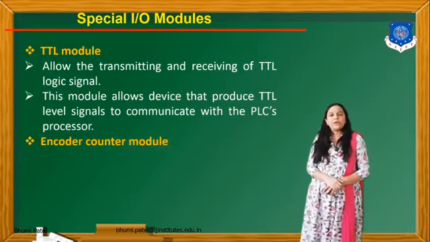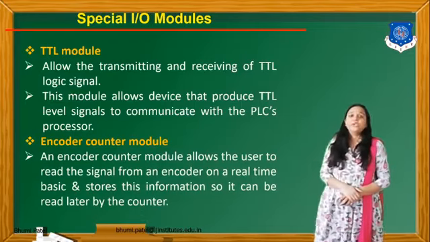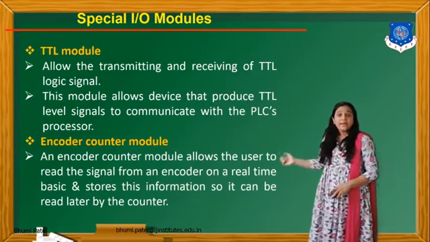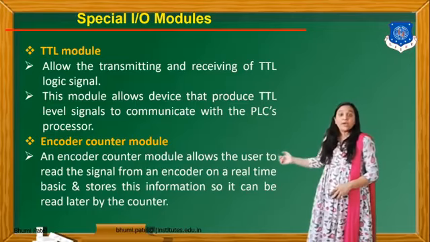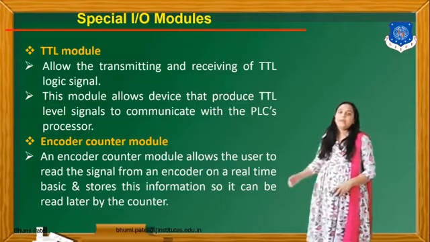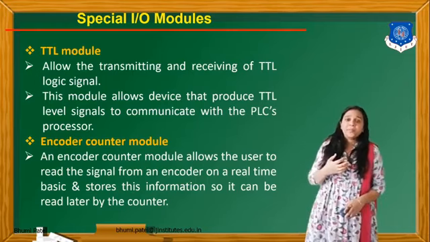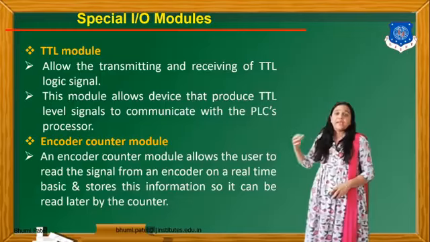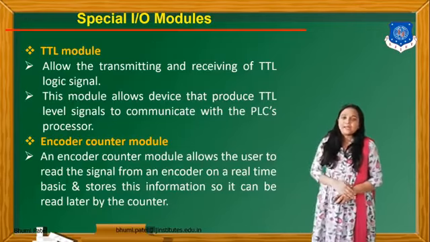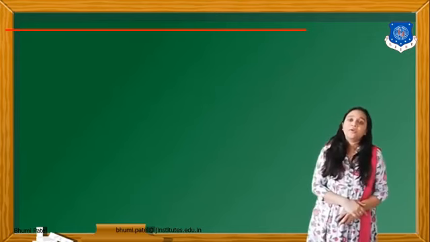Okay, next one is the encoder counter module. Now an encoder counter module allows the user to read the signals from the encoder. That means we can connect the encoder on the input side on a real time basis and store the information, so it can be read later by the counter. So it is the special requirement if we read the signal from the system, then store that data, and then we have to count this value. At that time we can use the encoder counter module. So this is the application of the encoder counter module.